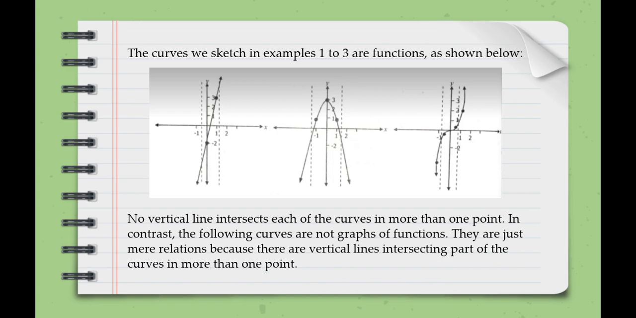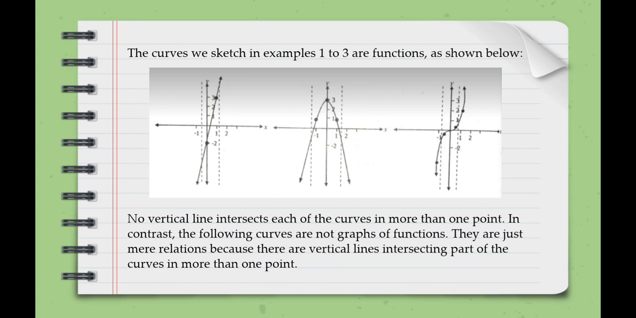So kung mapapansin po natin, yung mga naka-broken line po yan po yung tinatawag nating vertical line tests. Sa unang graph, kung mapapansin po natin, nag-construct po tayo ng dalawang vertical line and then nag-intersect exactly one point lamang, therefore siya ay function. Same with the given number 2, given graph number 2. Nag-construct din tayo ng dalawang vertical line and exactly one point ang kanilang intersection between the graph and the vertical line. Kaya siya tinawag din siyang function.